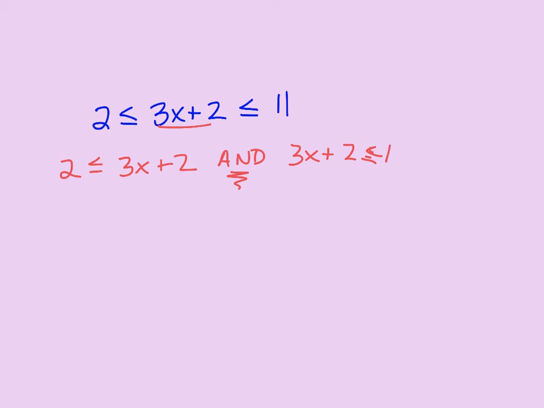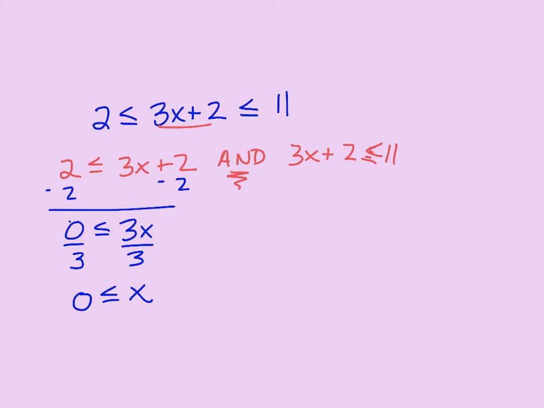So as students do these, here's what we see as algebra teachers. Some kids will attach the 3x here and then the 2x here. That's not how it happens. That entire middle belongs to both pieces. All right, so if I'm going to solve, I would subtract 2. I'd get 0 less than or equal to 3x. Divide by 3. 0 divided by 3 is 0. 0 is less than or equal to x. And at the same time, subtracting 2, I would get 3x less than or equal to 9. So x less than or equal to 3.